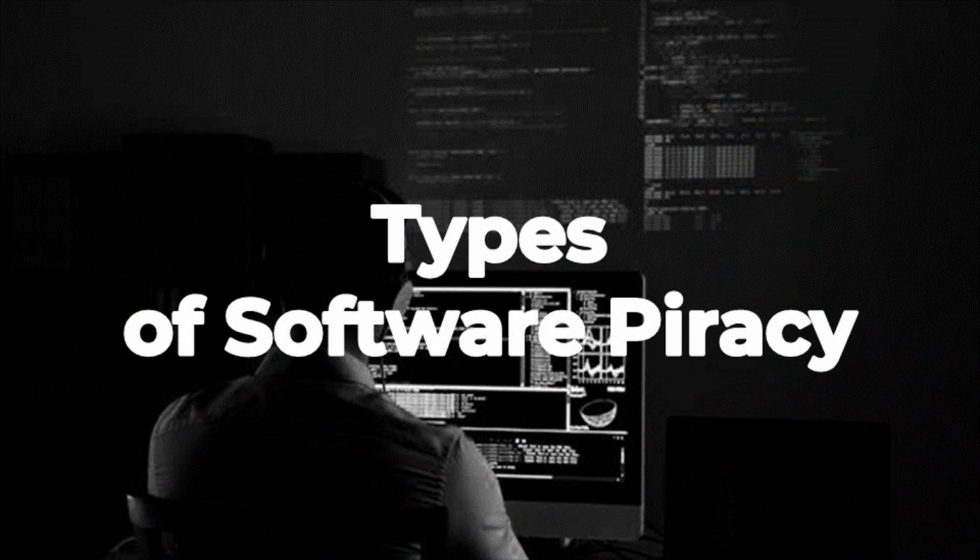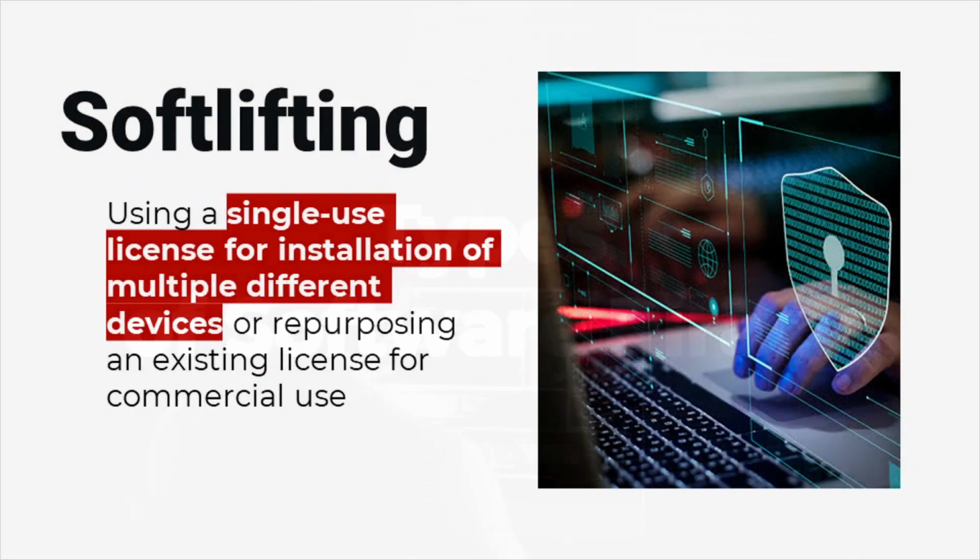In general, we can characterize the different kinds of piracy into 5 main types. First is soft lifting, which is also known as end-user piracy or soft loading. It is called end-user piracy because it can be characterized by the actions of the user upon gaining access to a program, specifically the act of a user reproducing copies of the software program without proper authorization. This includes using a single-use license for installation on multiple different devices or repurposing an academic license for commercial use.